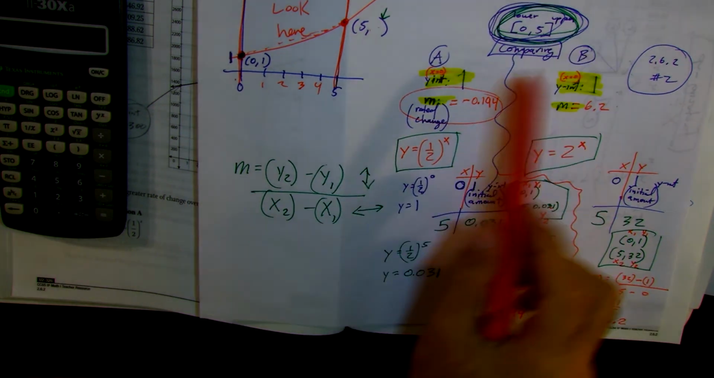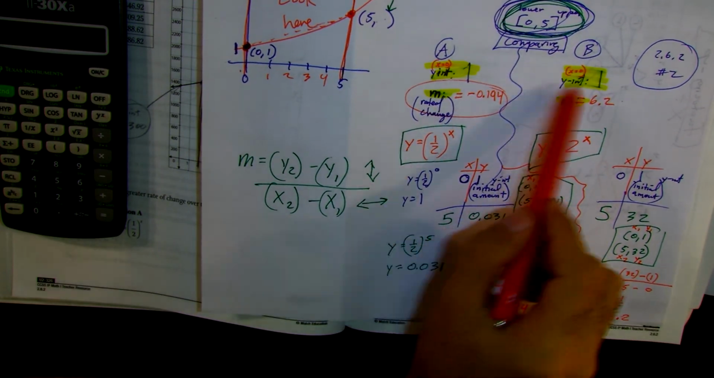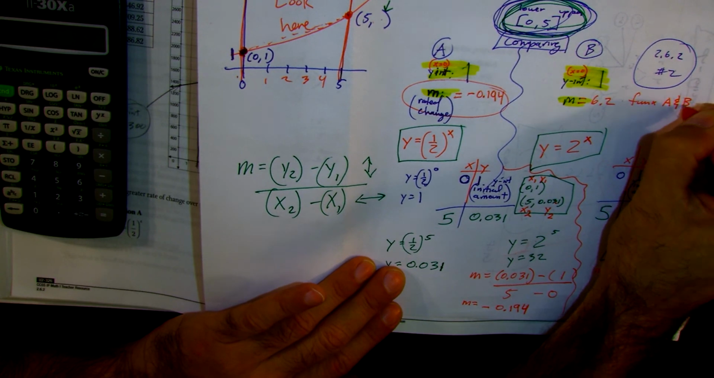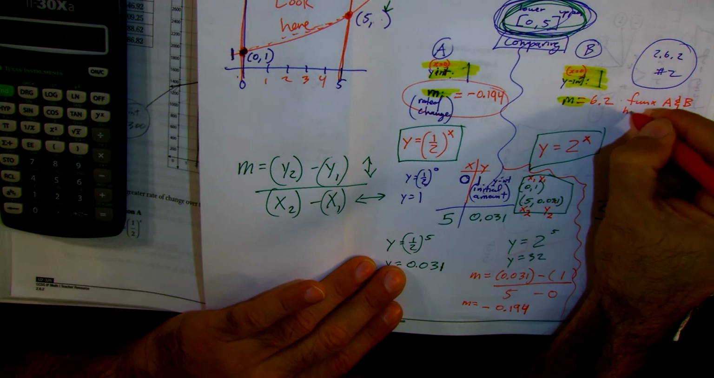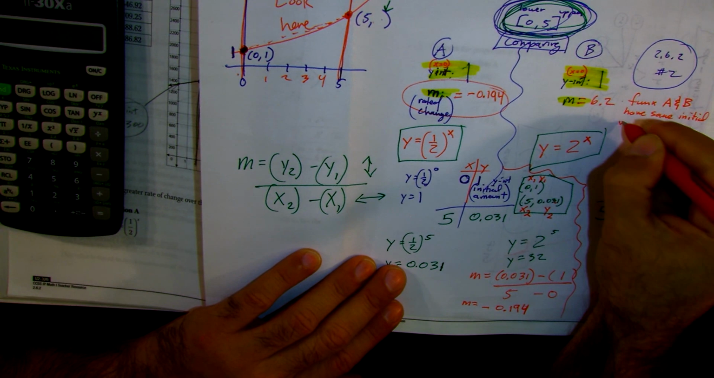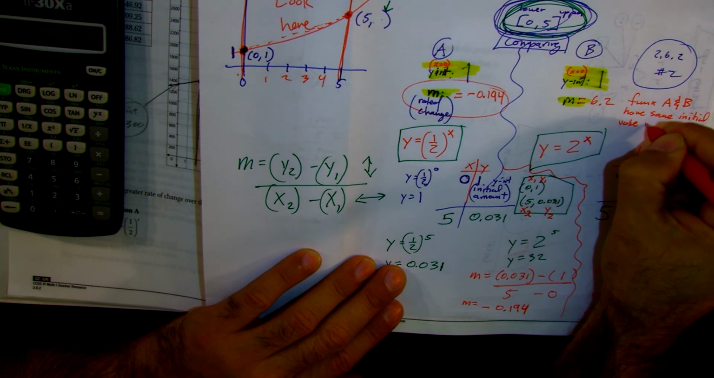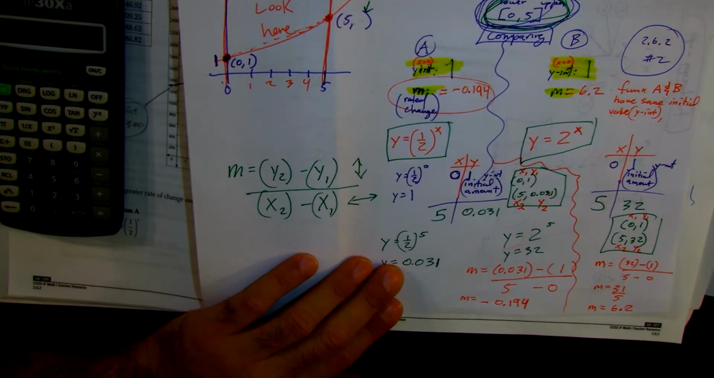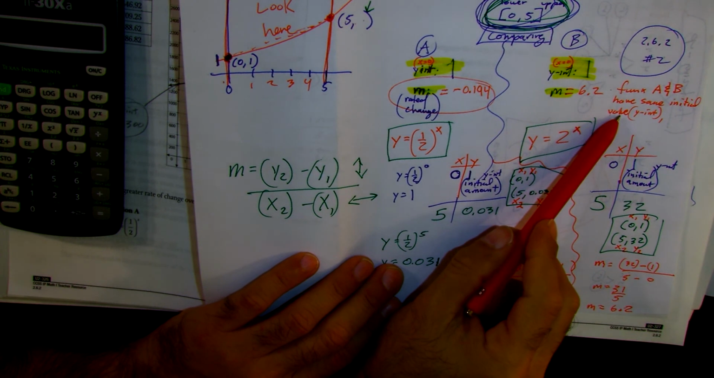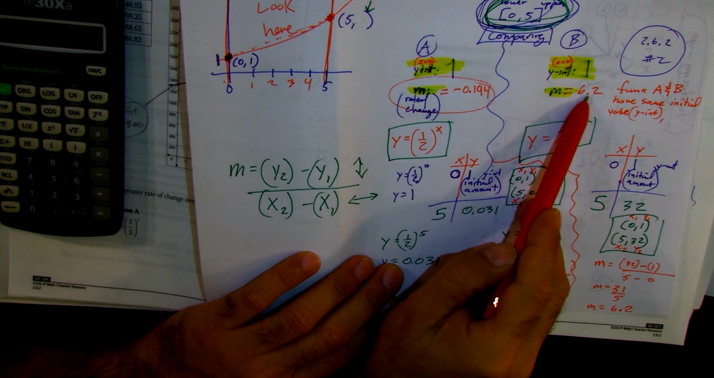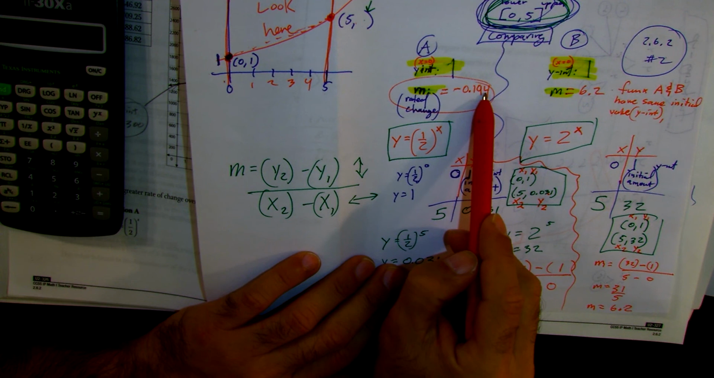All right, let's look. Finally, we're answering this. It looks like A and B have the same initial amount, the same y-intercepts. So I'd write that. This is like our final answer: functions A and B have the same initial value. That's our y-intercept. I look at that and I could see that function B is 6.2. Function A for the slope is negative 0.194.